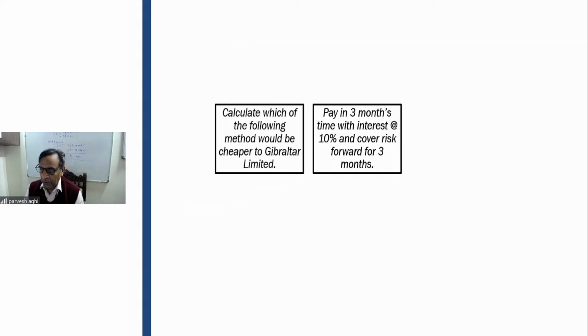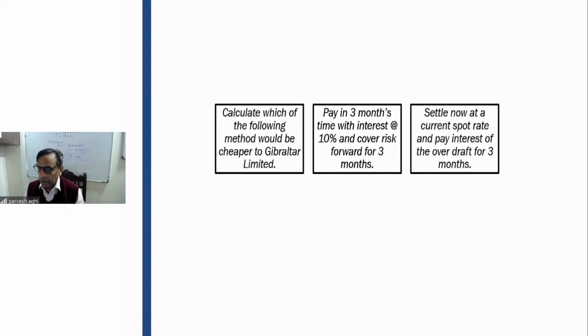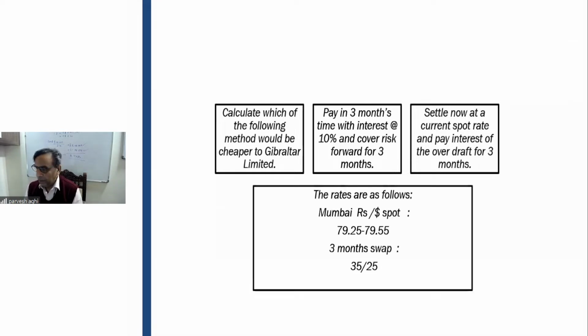Pay in 3 months' time with an interest rate of 10% and cover for 3 months, or settle now at the current spot rate and pay interest for the overdraft for 3 months. So the first would be to pay along with interest in the forward market by taking a forward cover, and the second would be to pay immediately using the overdraft. The only difference is that the rates are given to you, where $1 is equal to 79.25, 79.55, and the 3 month swap points are given as 35, 25. Remember, the points are decreasing. So that's the only difference here.